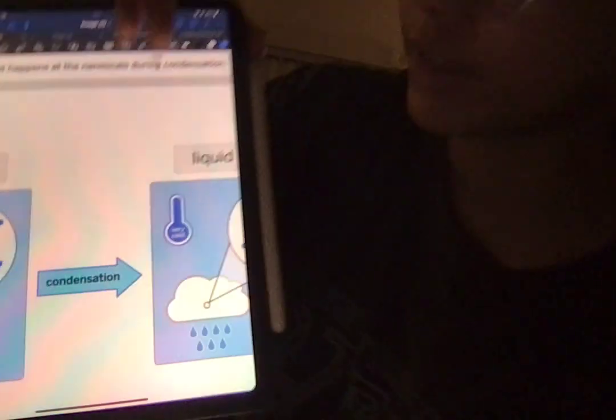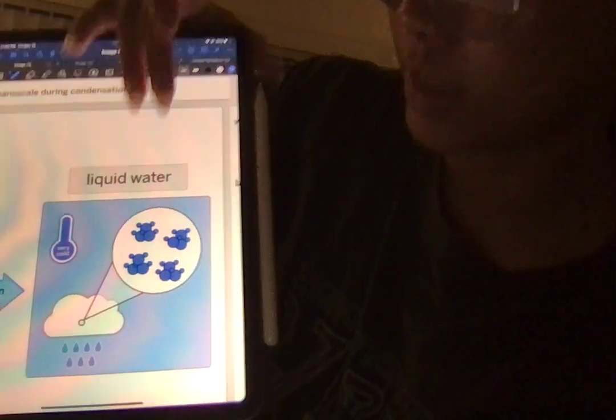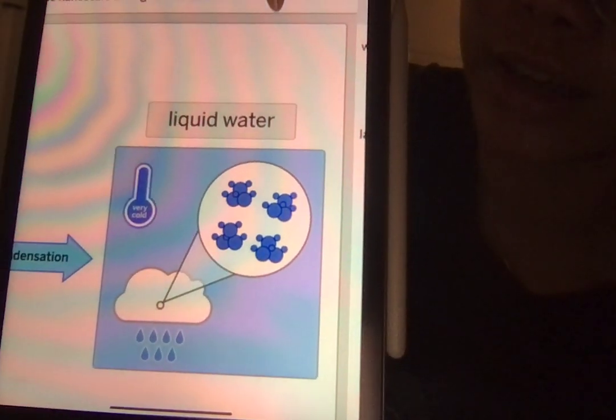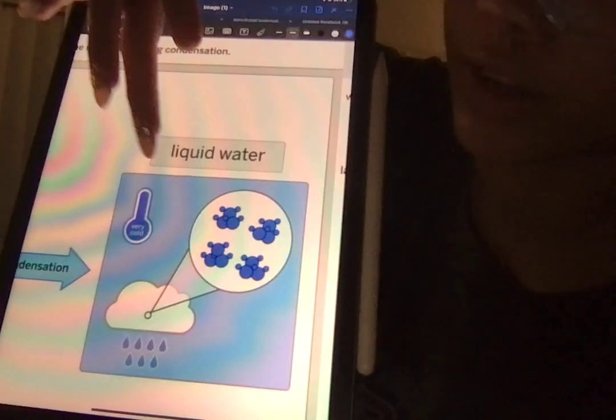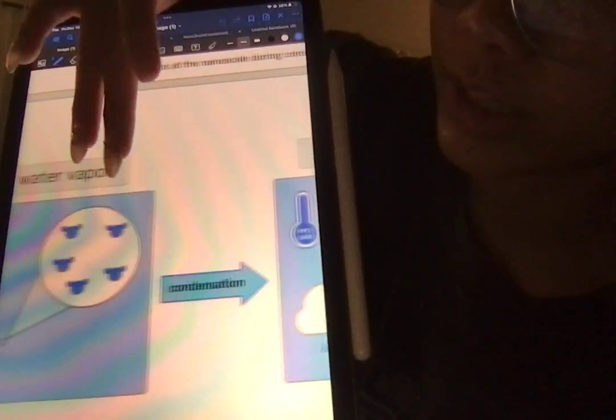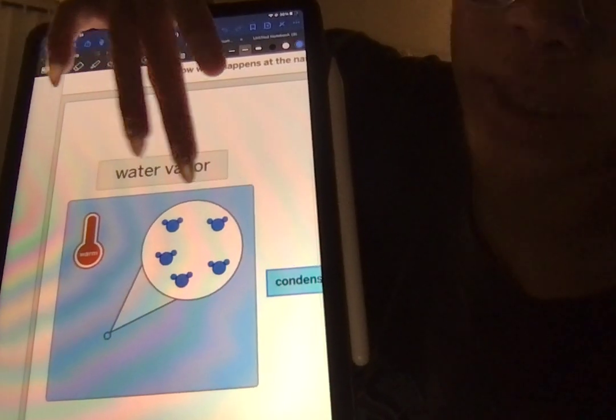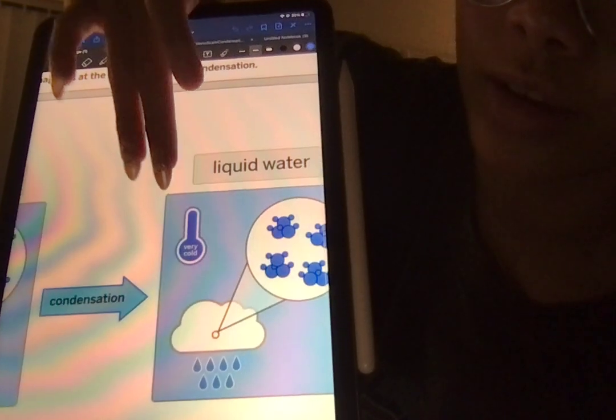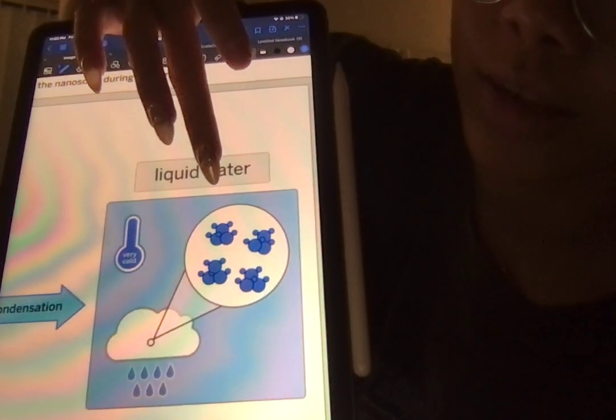Now, when that condenses, this is how liquid water looks like. And you can see here the temperature is cold. So the difference can be seen here, especially with the molecules, they're more dense. So that's to answer both questions 1 and 2.